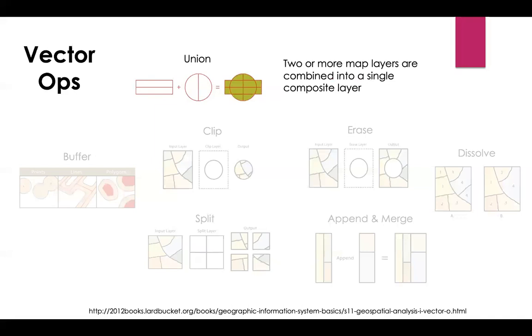First, at its most basic, vector data in a GIS can find the union of two data sets. This is where we are combining everything in one data set with another data set into one composite layer.